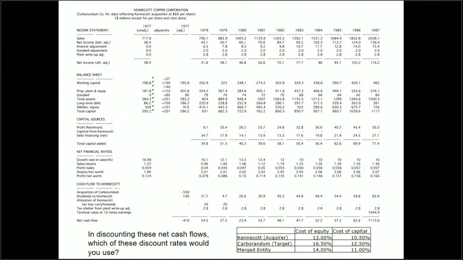So I'm going to give you 6 possible numbers here. One of them is the right number. The other 5 are wrong. Let's see whether you can latch on to the right number. So let's start easy. Should I be discounting these cash flows at the cost of equity or the cost of capital?